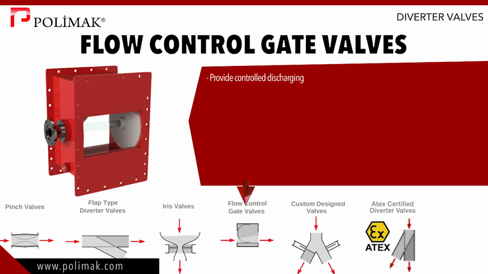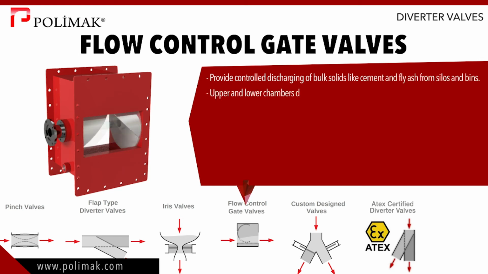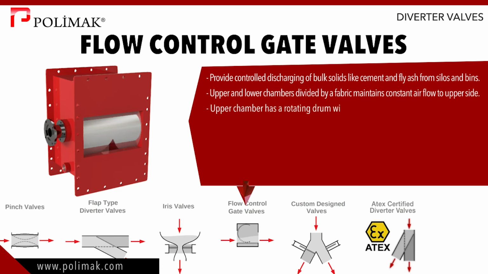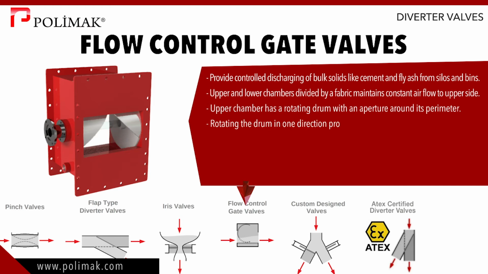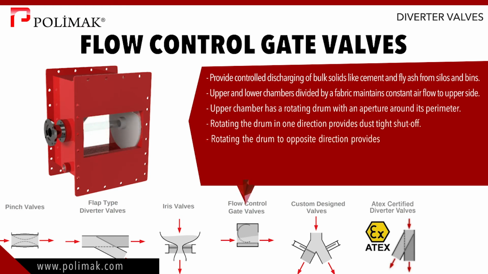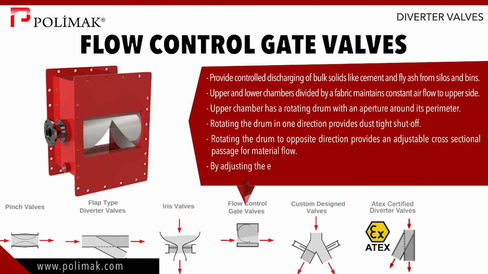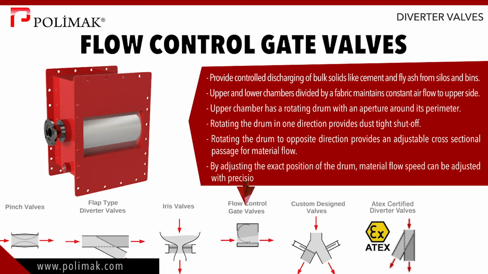Flow control gate valves provide controlled discharging of bulk solids like cement and fly ash from silos and bins. They have upper and lower chambers divided by a fabric that maintains constant airflow to upper side. Upper chamber has a rotating drum with an aperture around its perimeter. Rotating the drum in one direction provides dust-tight shutoff. Rotating the drum to opposite direction provides an adjustable cross-sectional passage for material flow. By adjusting the exact position of the drum, bulk material flow speed can be adjusted with precision.